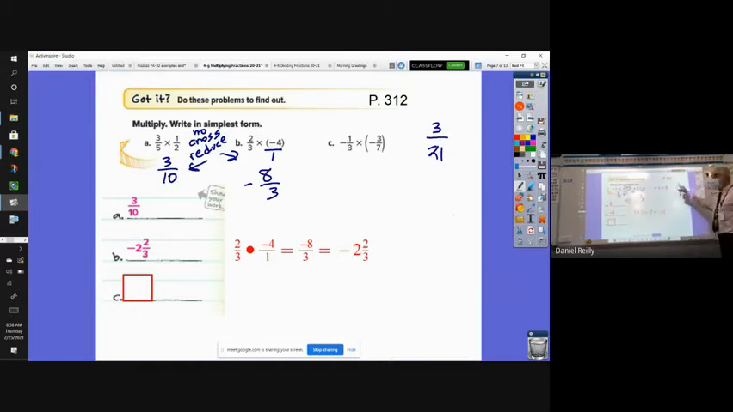Negative times negative, so that's positive because the signs are the same. I cannot leave my answer like this. This is an unsimplified fraction. It is not the right answer. It's the right number, but it is not the right answer because it's unsimplified.